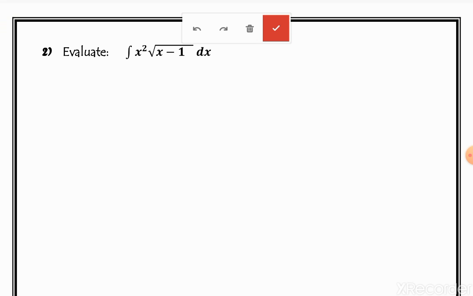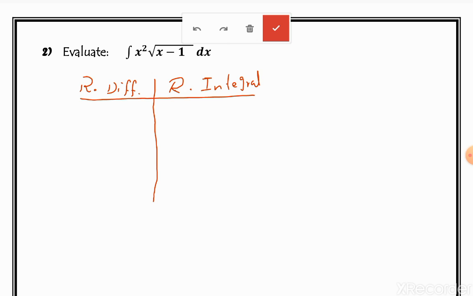What's the way of table here? I will make a table and divide it into two columns. The first column is for repeated differentiation, and the second column for repeated what? Integration. So this way is called the way of tables. We make only one table and then we try to solve the question by using this table.